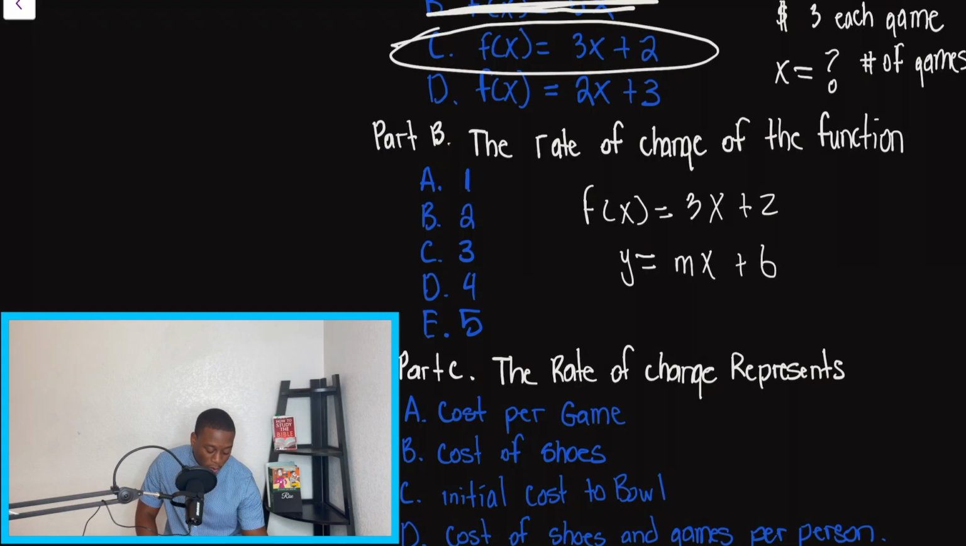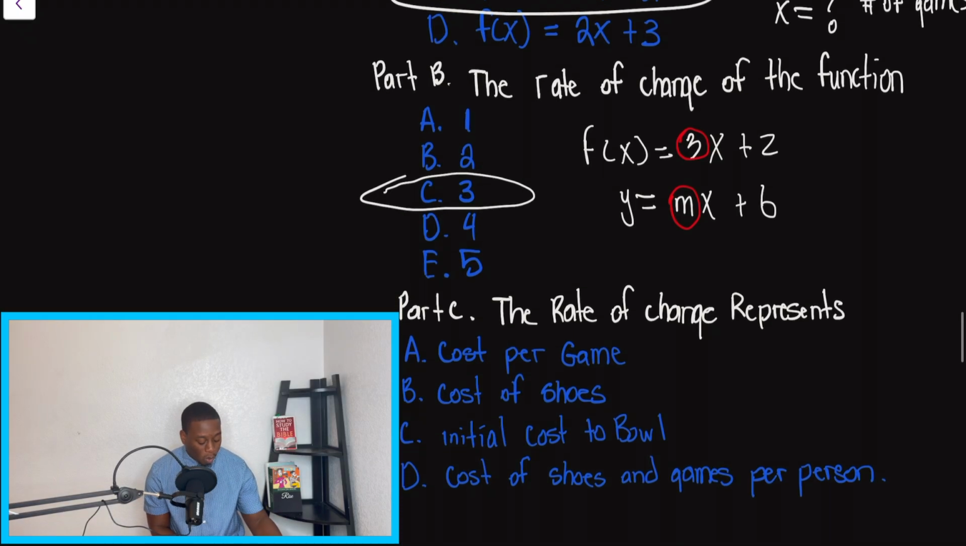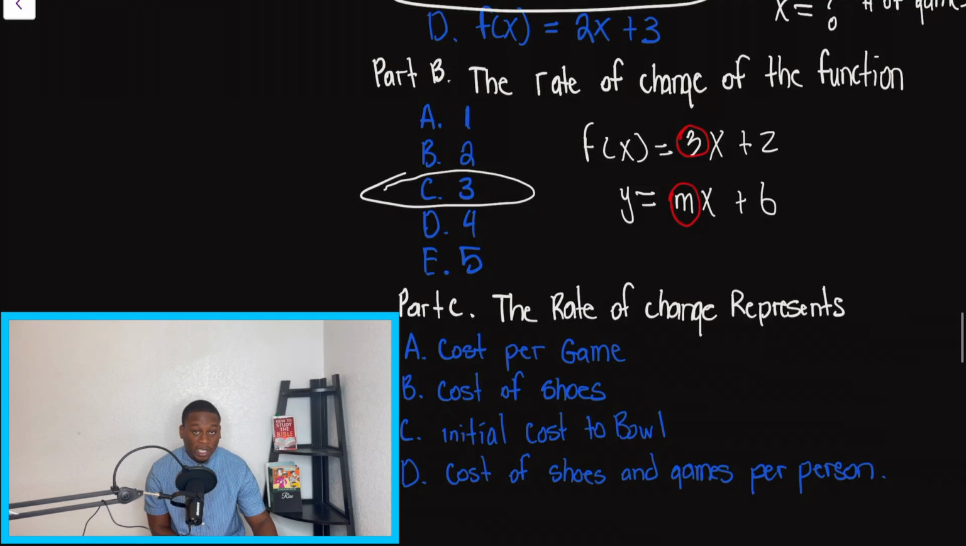So when I put the slope intercept formula here, we know that m is our slope. So that's just the number in front of the variable. And rate of change is the same thing as slope, the change in y divided by the change in x. So as a result, my answer choice here for the rate of change is going to be C, which is 3. Now, as we continue with this problem, what we need to understand is now they say what the rate of change represents. And it's a trick question.